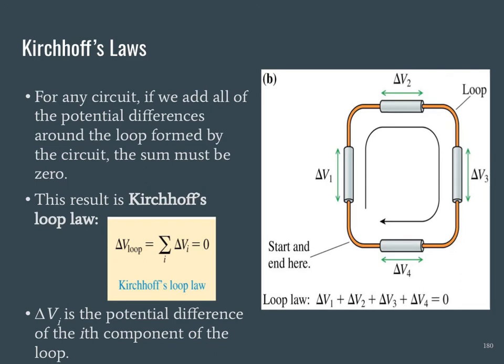So here is a different version of looking at that. For a loop, all that means is we pick one point and we go around that circuit until we get back to that point. Now this is just some basic resistors put in here, but they could be resistors, they could be batteries. But as I add up all my voltage drops, it has to be 0. That is Kirchhoff's loop law. So the sum of all the voltage drops has to equal 0.